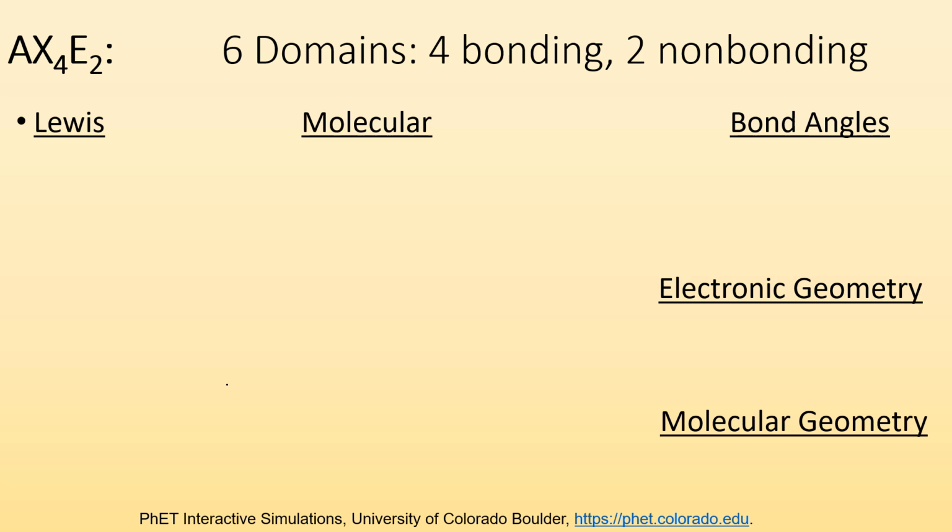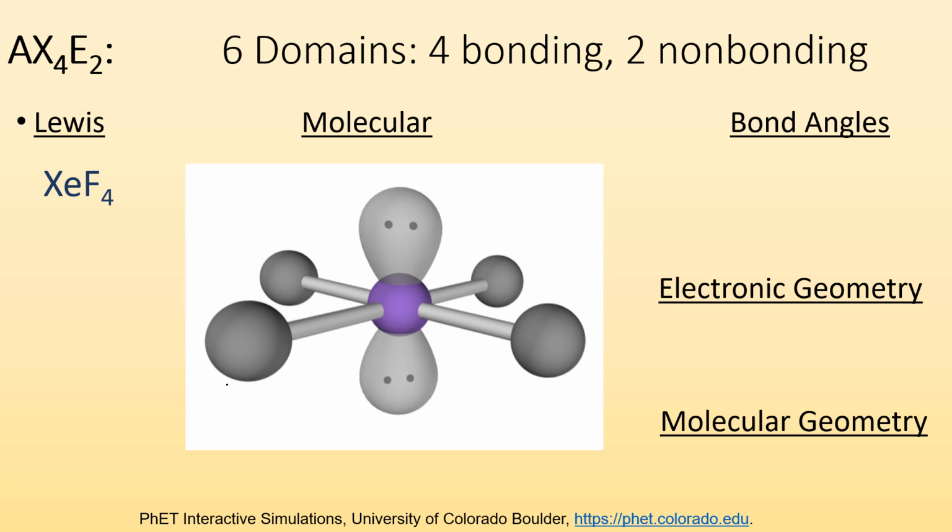6 domains again, this time 4 bonding, 2 non-bonding. An example could be XeF4. So the molecule looks like this. Again, those electrons want to get as far away from the other electrons as possible. So why didn't we put the electrons over here? Well, then there'd only be 90 degrees between them. So the other pair of electrons get repelled all the way to the other side.